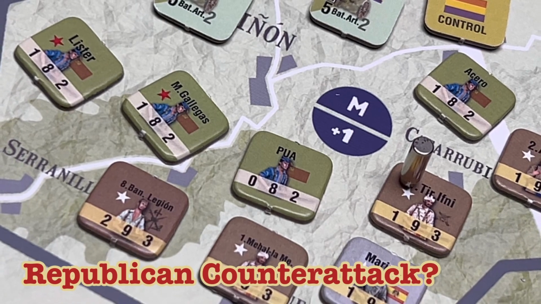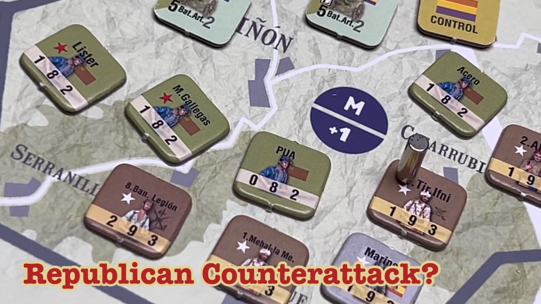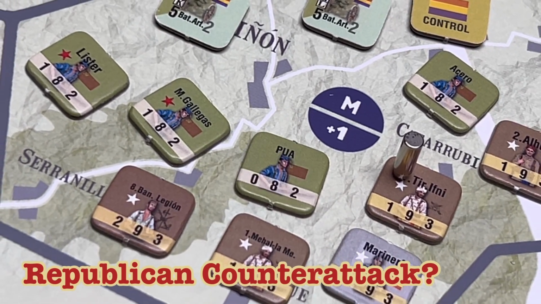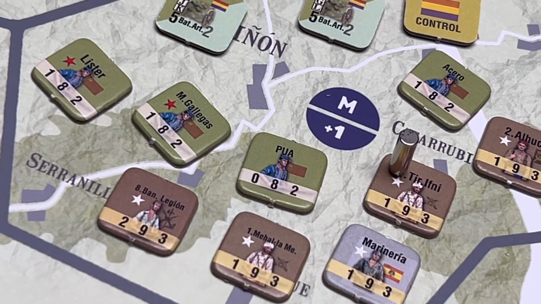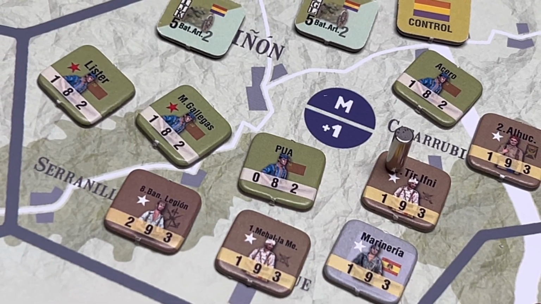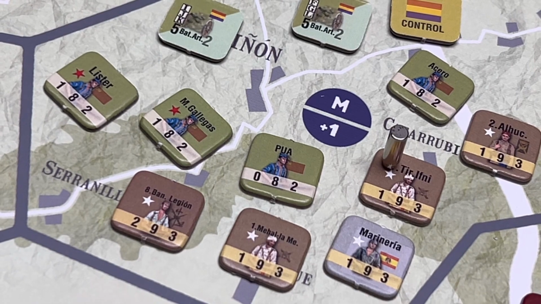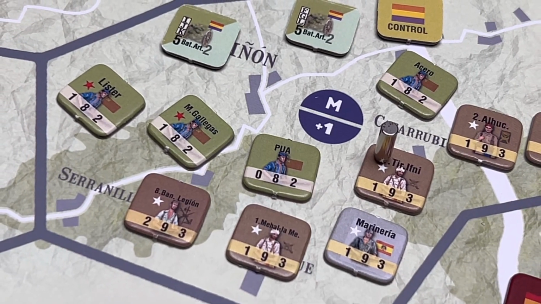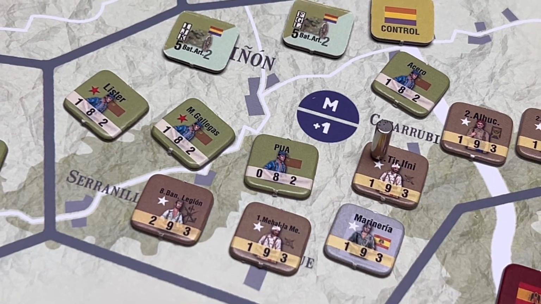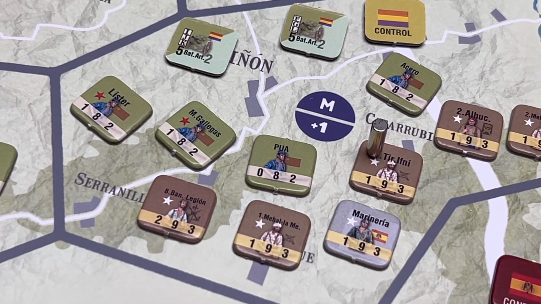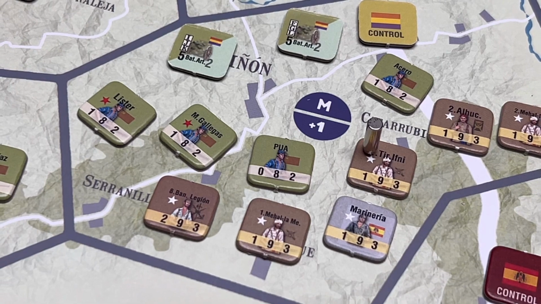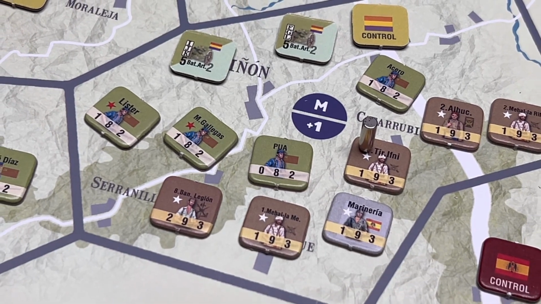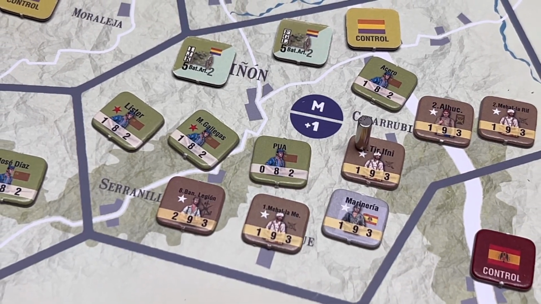Next, the Republican player decides if he will conduct a counterattack. A counterattack increases the combat's intensity level, and with it, the chances that the attackers will suffer losses if they fail to roll equal or higher than the intensity level. The downside of a counterattack for the defenders is that it flips the counterattacking units to their spent sides.